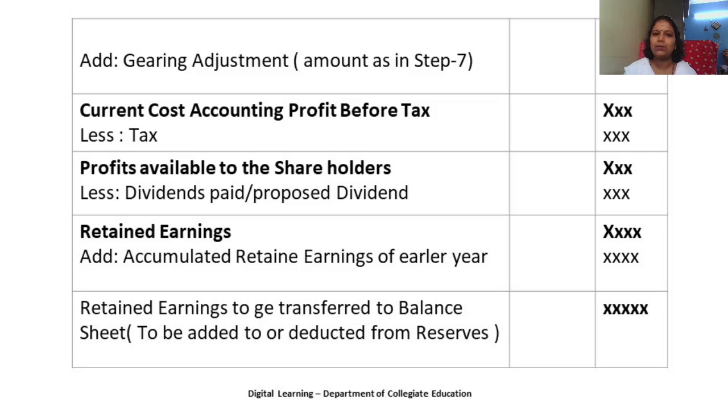To this you have to add accumulated retained earnings of the earlier years. Retained earnings means reserves, previous years' reserves. If you have anything you have to add it. So what you will get is retained earnings transferred to the balance sheet. Whatever balance you are getting, this amount should be taken to the reserves and surplus, that is the liability side of the balance sheet.